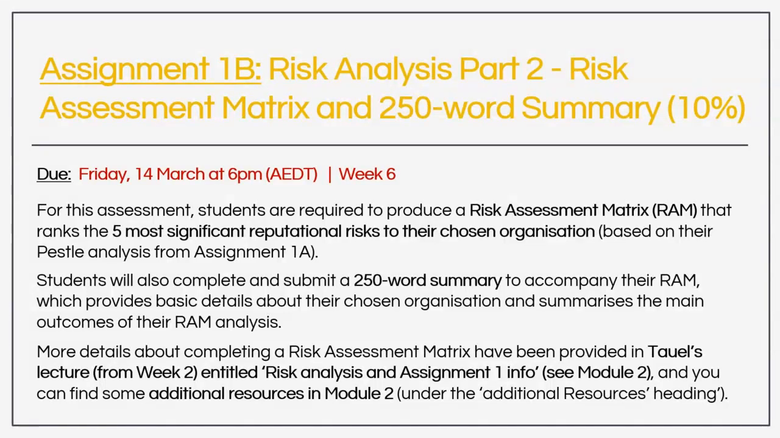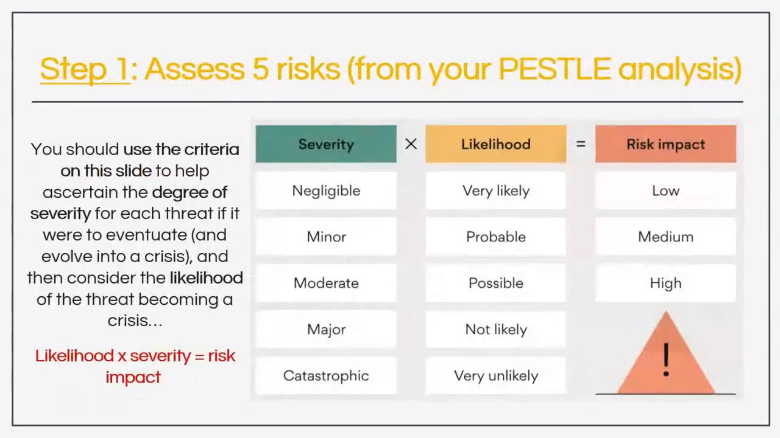There's more detail in Tao's lecture from week 2. When Tao took this unit last year, he gave a lecture about doing risk analysis. So it's worth looking back through that, and just ignore the specifics about the assignment, because obviously that would have been relevant to last year. But there are also additional resources in Module 2 under the additional resources heading, and that talks through things like doing ESG ratings and using Google Trends and all those kinds of things that you might find useful as well. So definitely check those out.